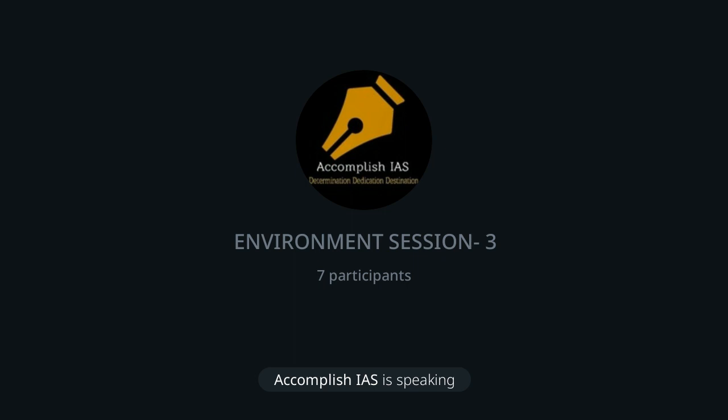Okay, so the next question is there was a technology called Happy Seeder. So that was seen in the context of stubble burning. What is the issue of stubble burning in short?